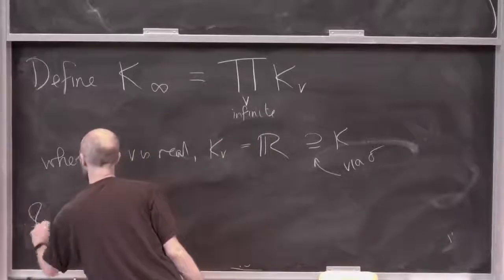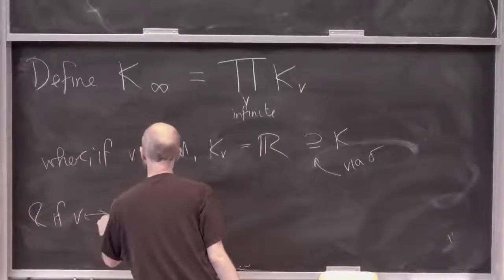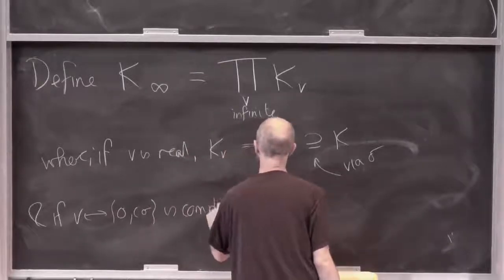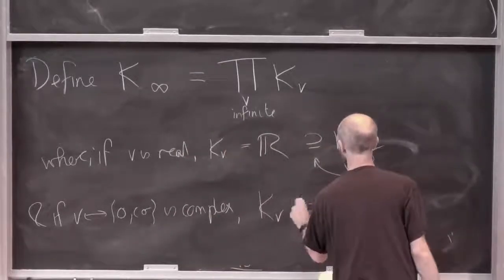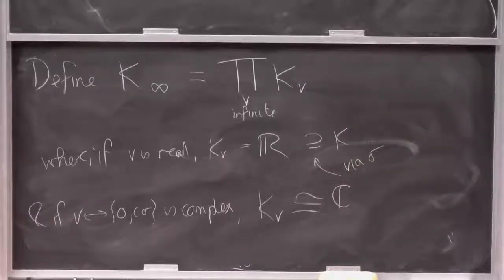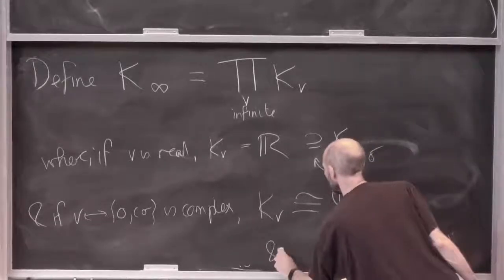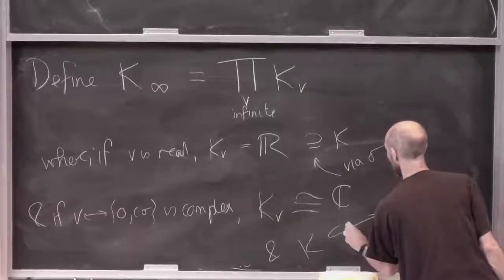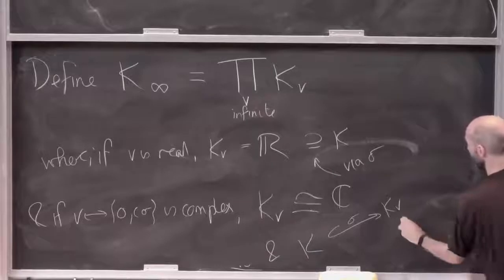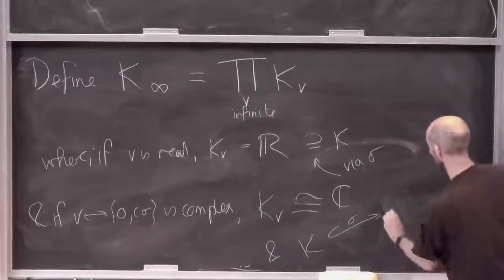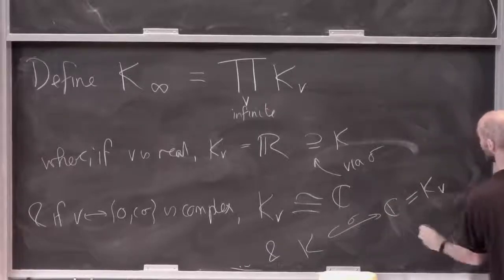And if V is complex, then K_V is isomorphic to the complexes. And then sigma is just going to be, let's say, the map from K to K_V. I mean, just sigma, if you like.